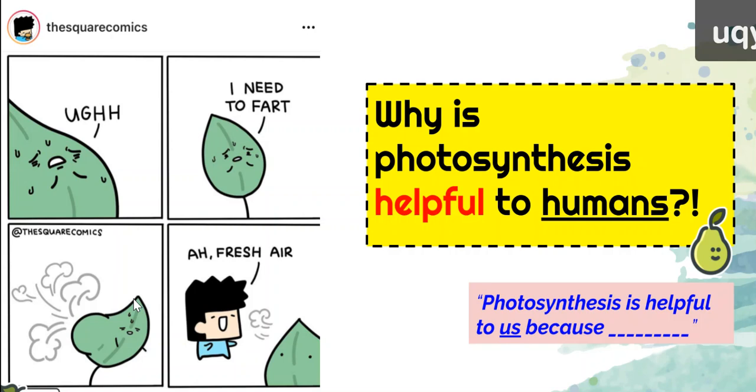The other thing we need plants for is that humans cannot make their own food. We cannot use solar energy or sunlight to make food. We rely on plants for doing that. What we can use is sugar. So humans consume plants in order to get the food they need.